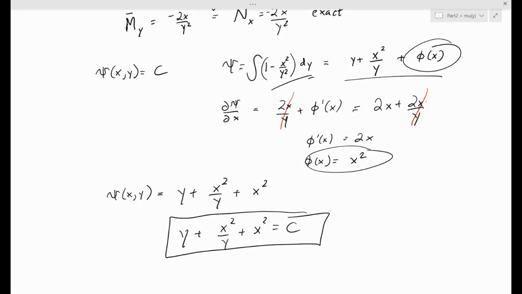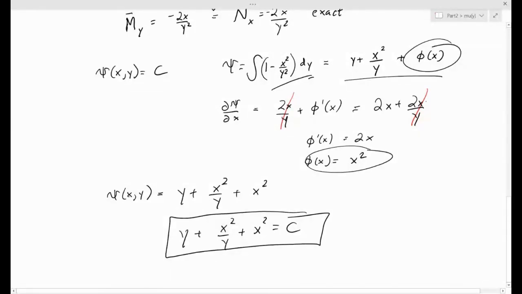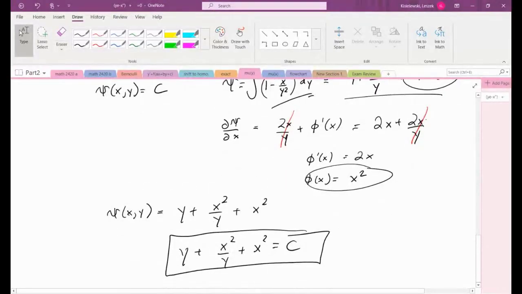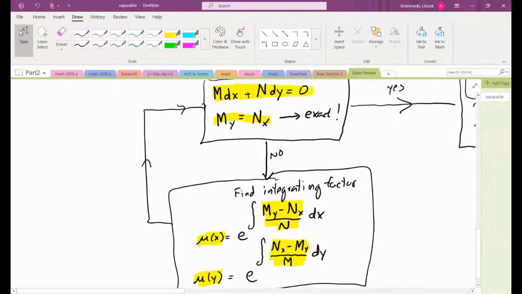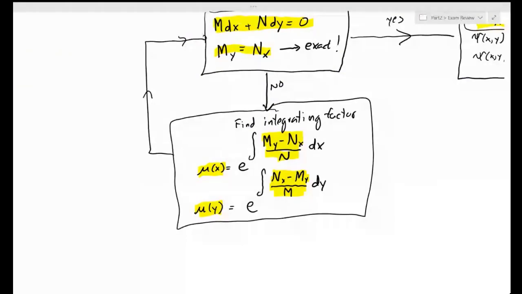So since we have 15 minutes, I can do another example of finding an integrating factor, or I could very happily answer any questions that you might have before the exam. Any specific particular kind of differential equation you want to go over?